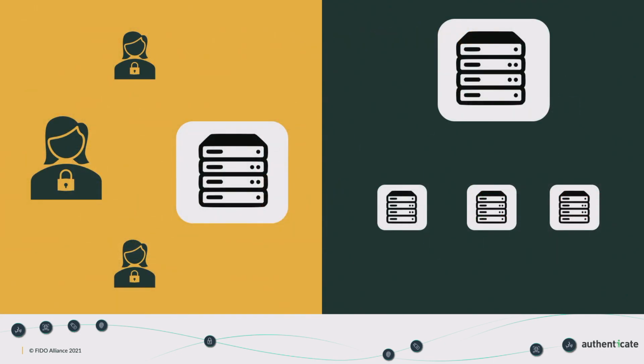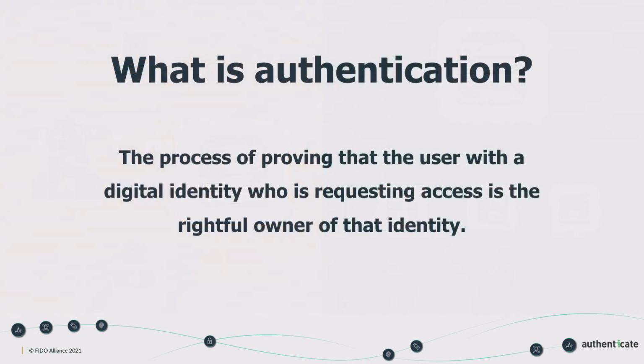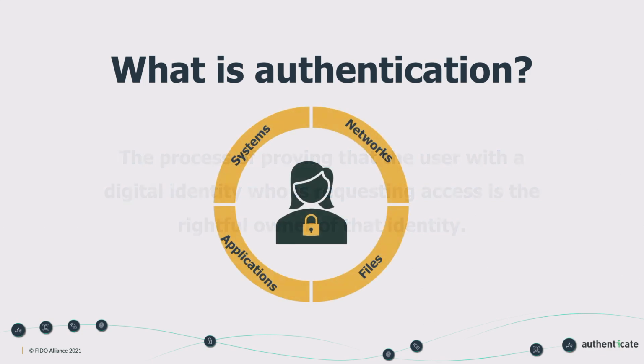And there are a lot of different ways that this plays out. You have user to service. You also have service to service. Computers need to talk to each other too. So let's quickly just define what authentication is. Simply, authentication is the process of proving that the user with a digital identity who's requesting access is the rightful owner of that identity. And so when we do that, we can control access to systems, applications, files, networks, and more.